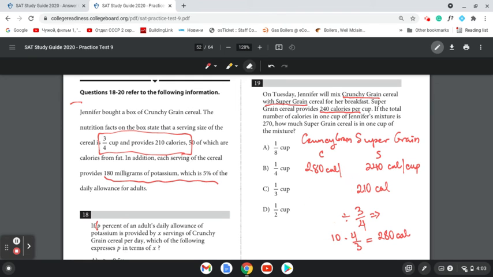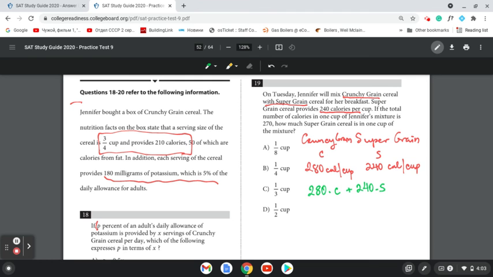I'm going to erase this here. Oops. Get rid of this here. And then I'm going to start building my system based on the information from the text. I'm going to change the color here so it's a little bit clearer. So I have 280 times the quantity of crunchy grain cereal plus 240 times the quantity Jennifer is using of super grain cereal.